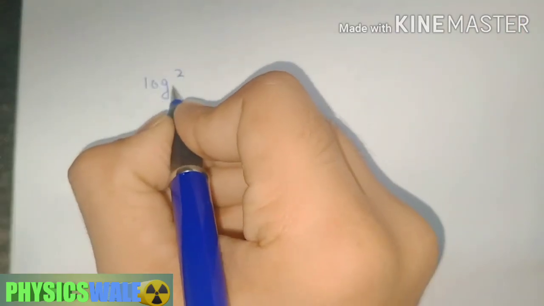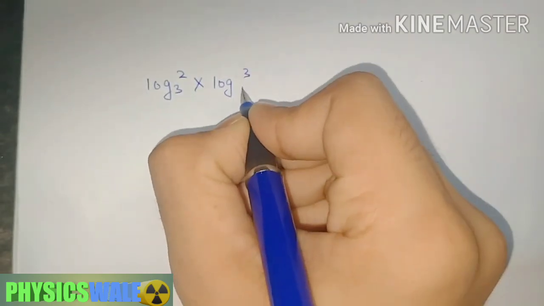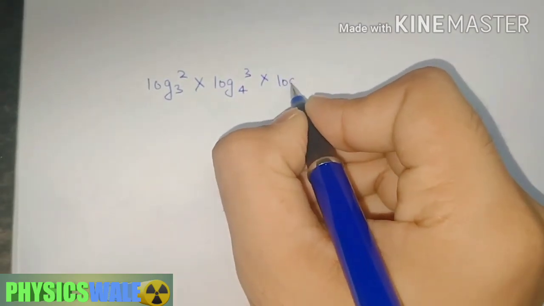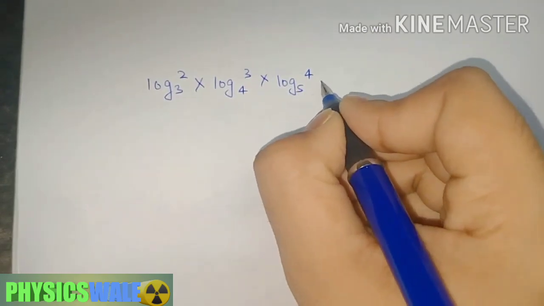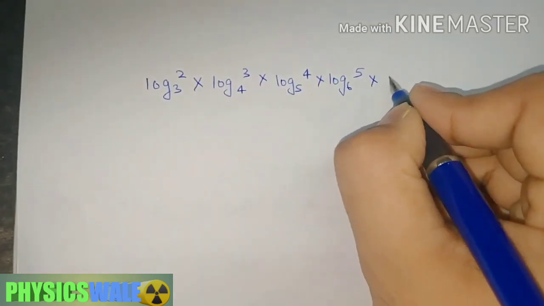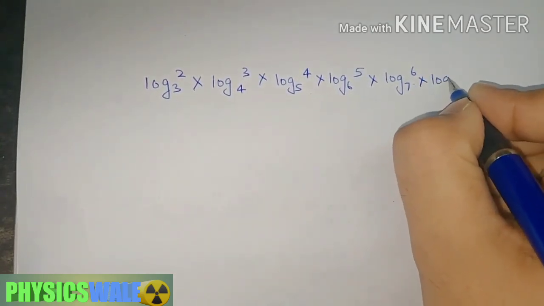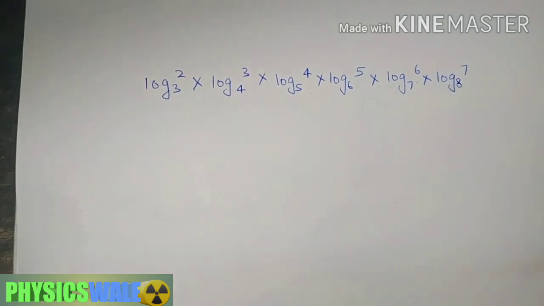Calculate log 2 to the base 3 multiplied by log 3 to the base 4 multiplied by log 4 to the base 5 multiplied by log 5 to the base 6 multiplied by log 6 to the base 7 multiplied by log 7 to the base 8.